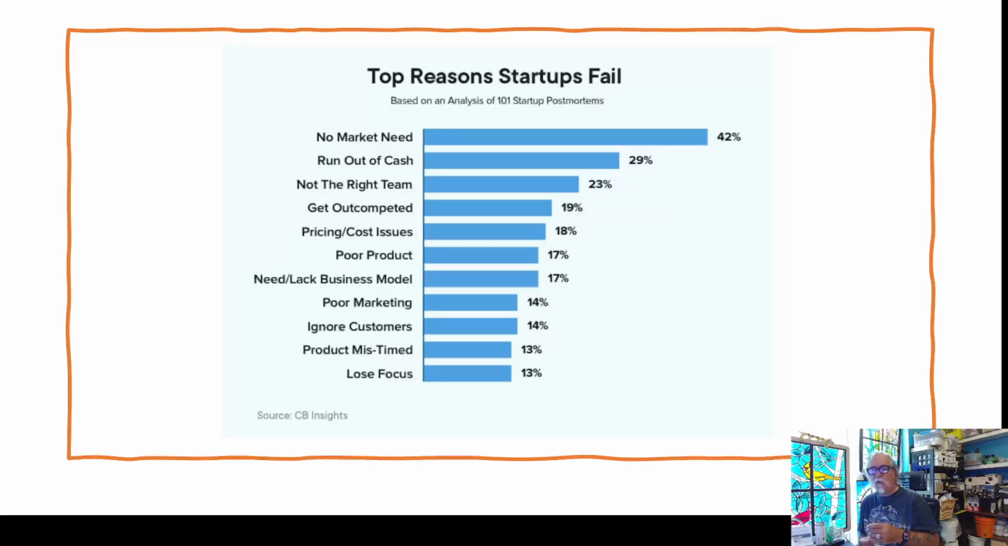The top reasons why startups fail. Look at that first one, no market needed. So they built something that nobody wanted. 42% of the startups that fail have built something that nobody wanted. So they didn't actually go and talk to their customers. They thought that they understood the customers. They didn't do their research properly, and nobody wanted to buy it.